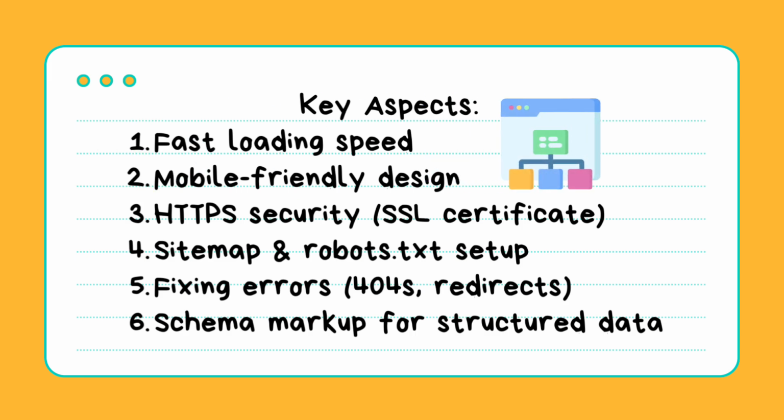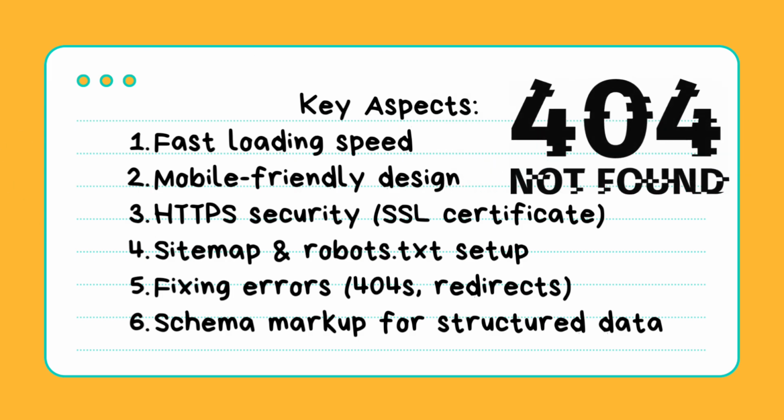4. Sitemap and robots.txt. A sitemap tells Google which pages should be crawled. A robots.txt file tells search engines which pages should not be indexed. 5. Fixing errors. You should regularly fix problems like 404 error pages, duplicate content, and redirect loops. You can monitor these issues using Google Search Console.